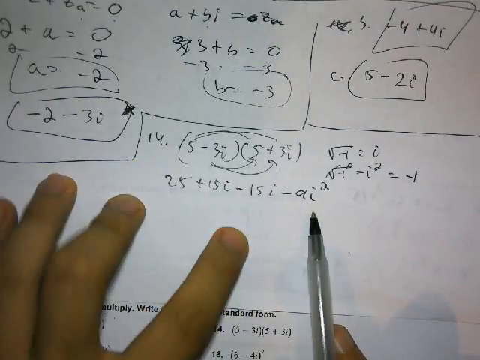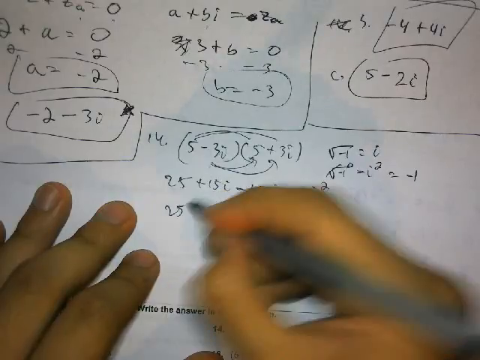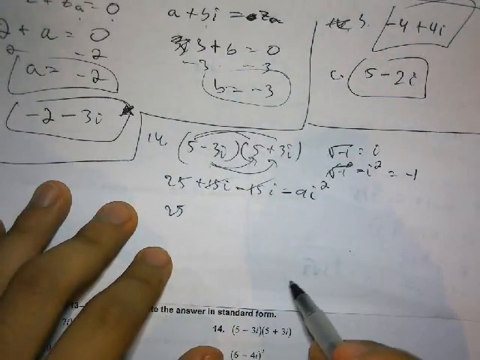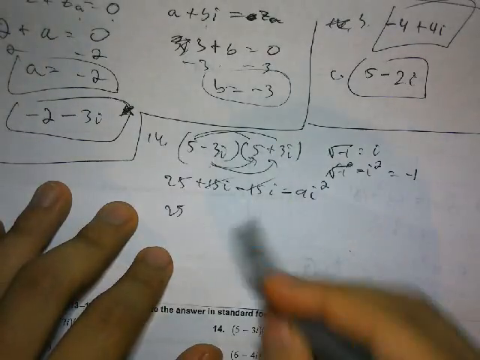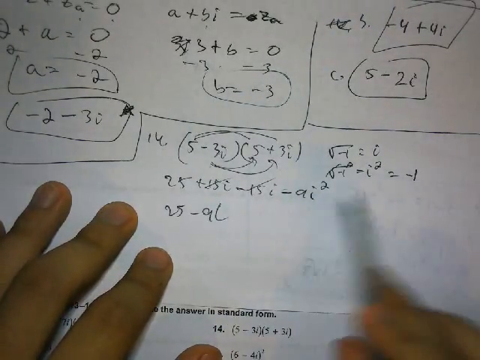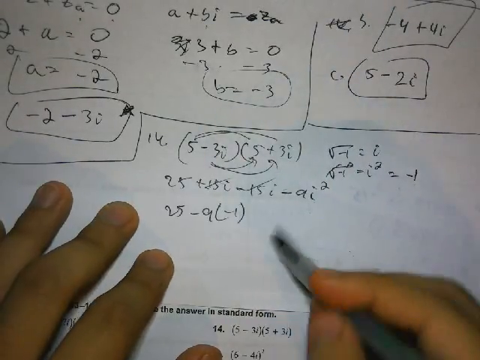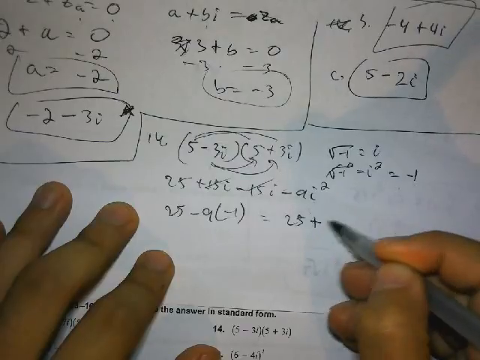So if we combine like terms, I have 25. 15i minus 15i is 0, so those two go away. And I'm left with negative 9 times negative 1, since i squared is equal to negative 1. So here I get 25 plus 9, which is 34.